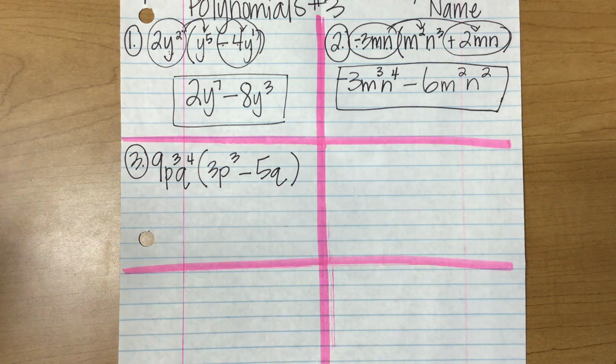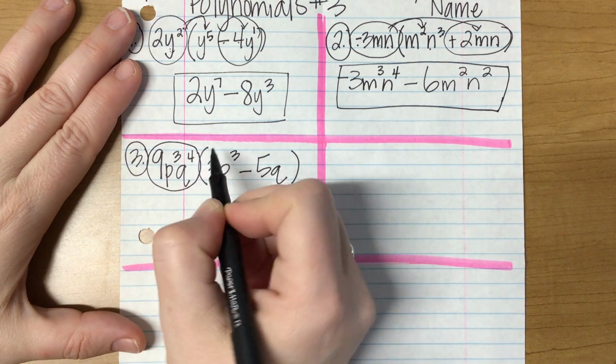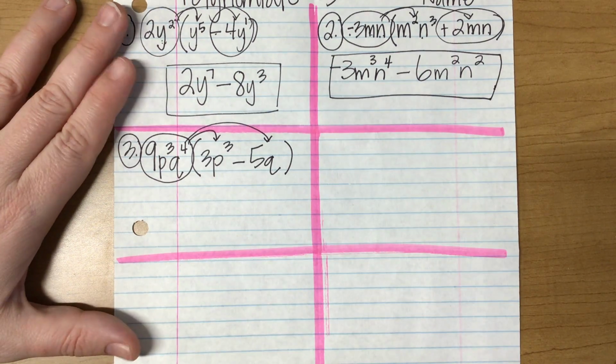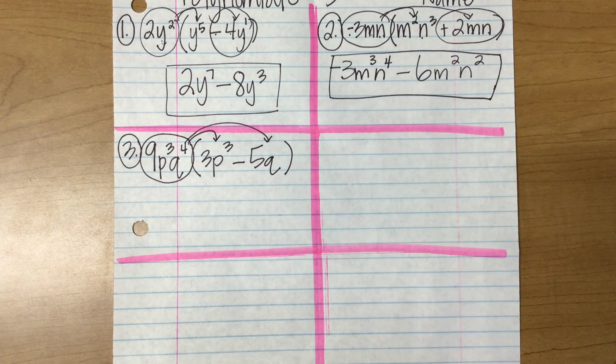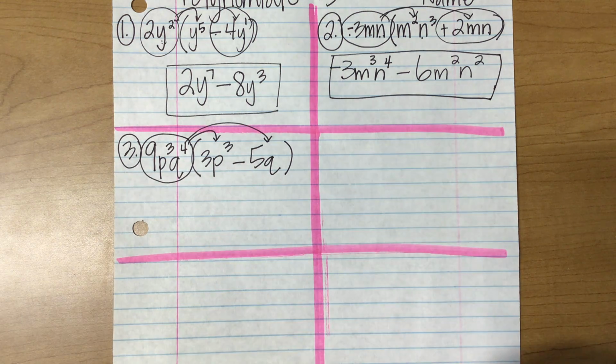Do not get intimidated because there are variables and exponents. Take it a step at a time. We know that we're distributing. We're taking the outside term times the first inside term, and times the second term. Both terms get multiplied by the outside term. If it was a trinomial, we'd do it 3 times. If it was a 4-term polynomial, you'd do it 4 times.